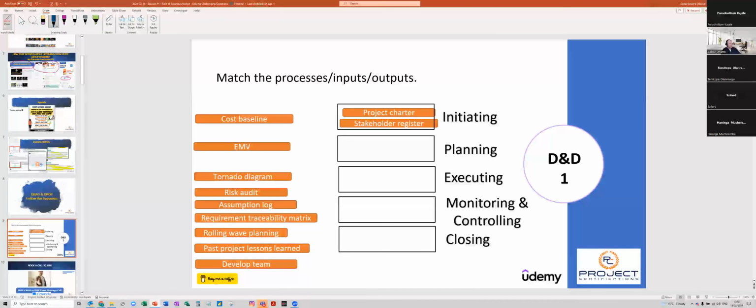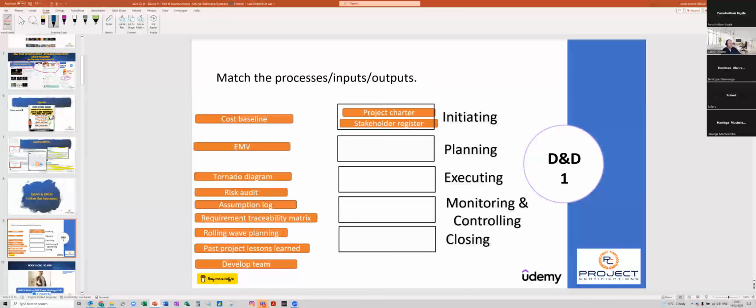So I would say you are partially right. EMV is part of risk management, where we quantify the risk value itself. Now, since risk identification and measurement is happening from the beginning till the end of monitoring and controlling, to some extent you are right, but most of this we do as part of planning. Okay?